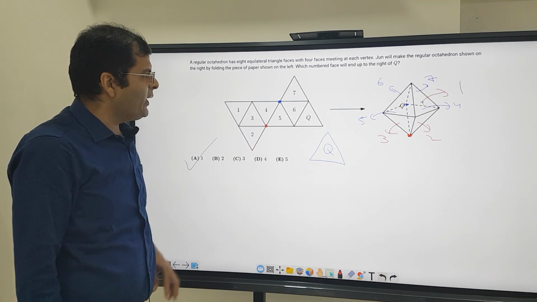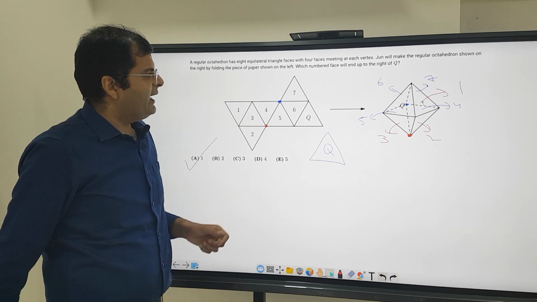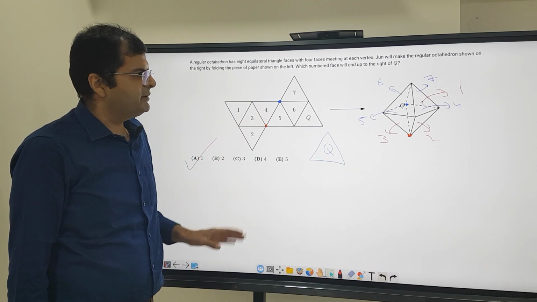Alright, it was quite a tricky question. If you can imagine the 3D figure and if you can work with these junctions, then it becomes a very doable question. Alright.